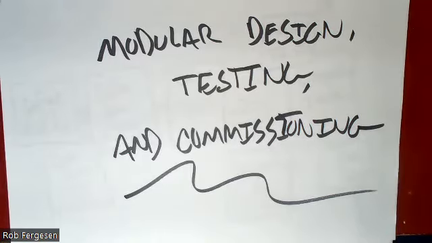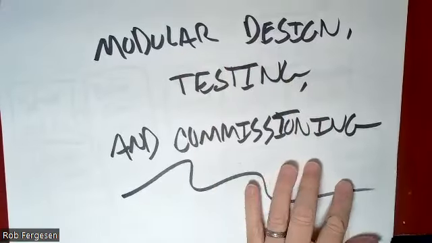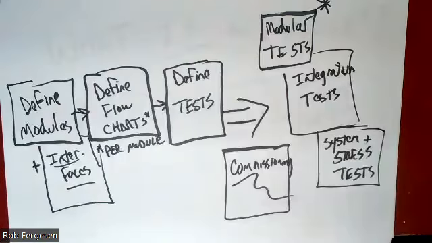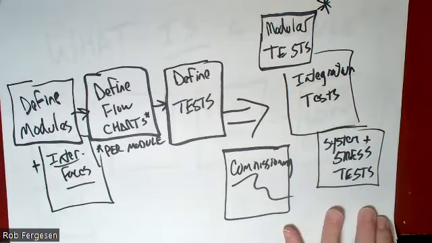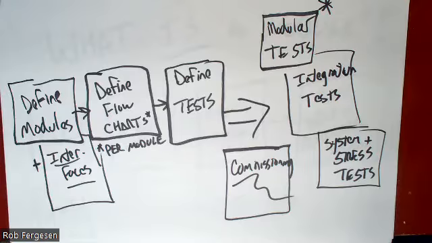Yes, I know my handwriting is terrible, but we're going to talk today about modular design, testing, and commissioning. So modular design, testing, and commissioning. That's the name of this lesson, modular design, testing, commissioning. So let's talk about the overall process for modular design, testing, and commissioning. And we're going to dive into each one of these processes a little bit. And we're going to probably try to throw out some examples of this stuff. So let's begin with the end in mind.